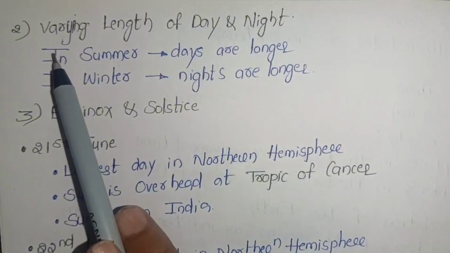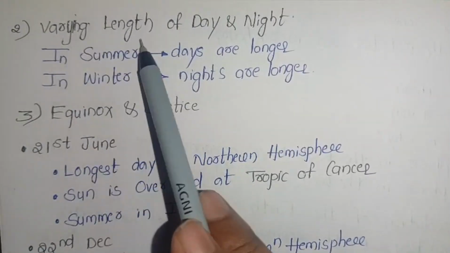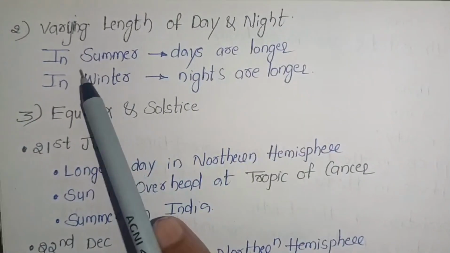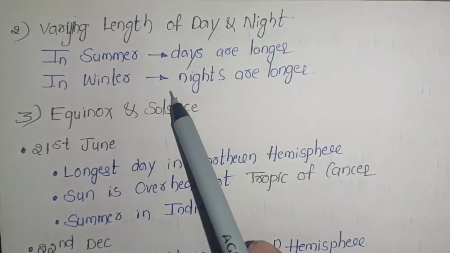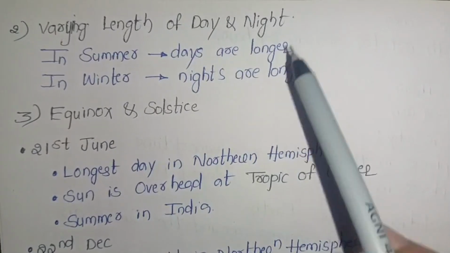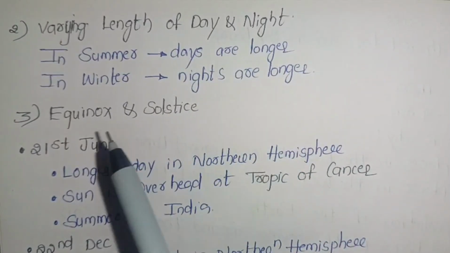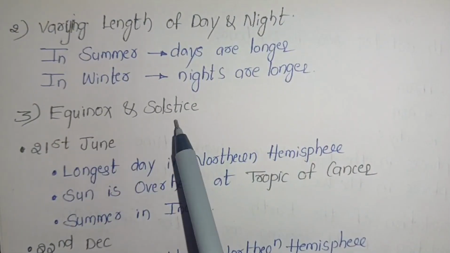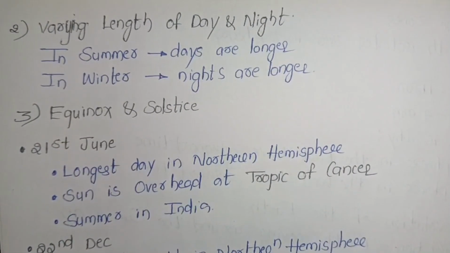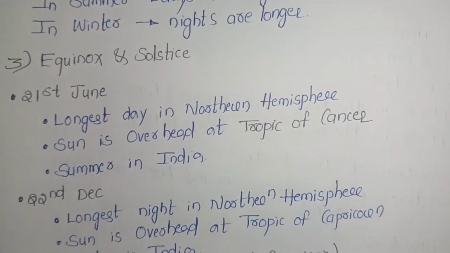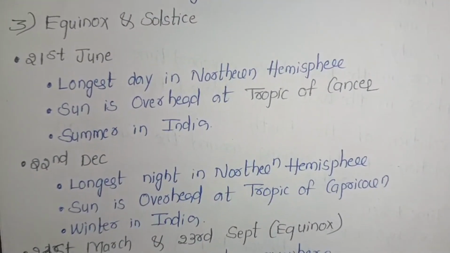The other effect of the revolution is the varying length of day and night. In summer the days are longer. In winter the nights are longer. I hope you understood. Now let's discuss equinox and solstice. These are very important actually. It will be helpful for your studies in your GS subjects also.